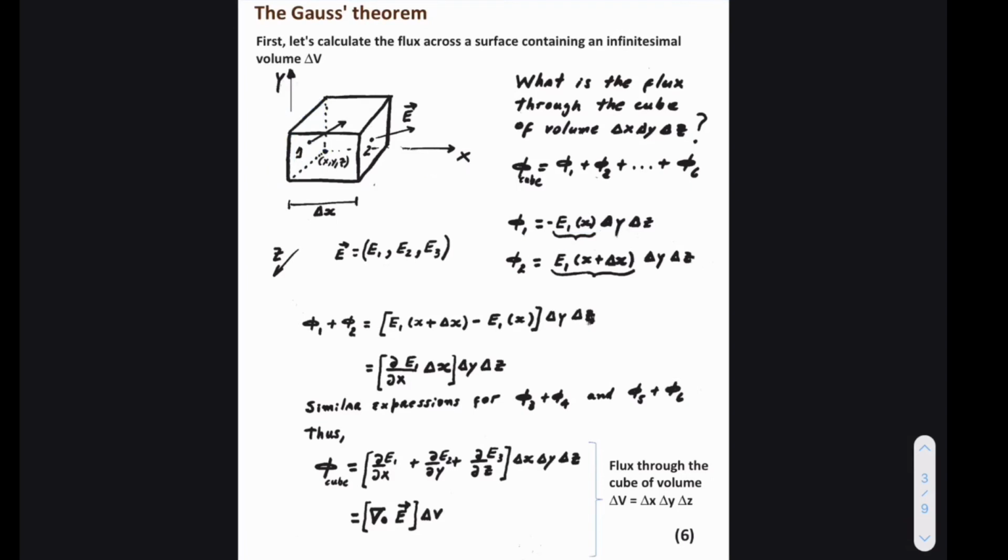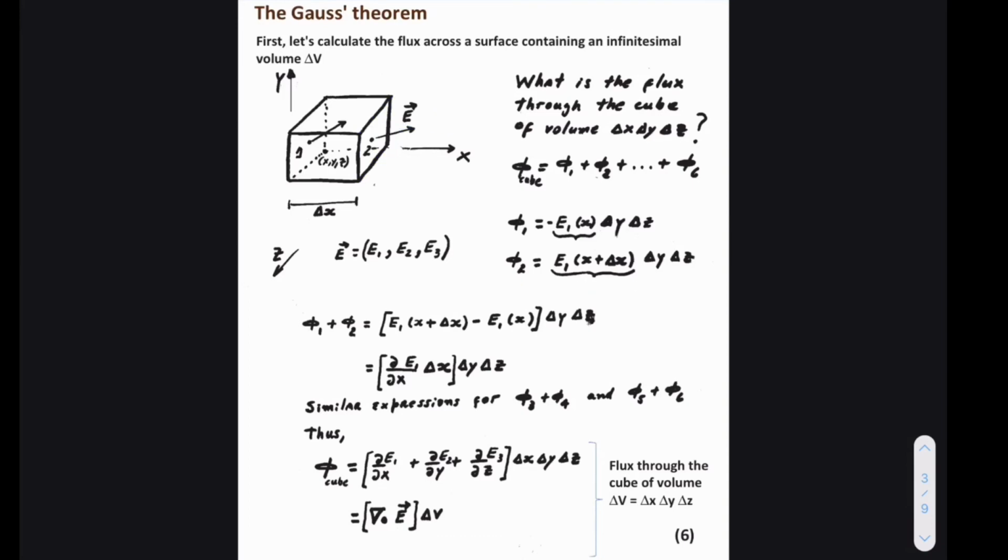Similarly, we can calculate the flux phi2 through this surface too. Here also, the electric field passing normally to the surface is E1. But the coordinate of this surface is now x plus delta x. The area of this surface is still delta y times delta z. And there is no minus sign here because the electric field is going outward from this surface.